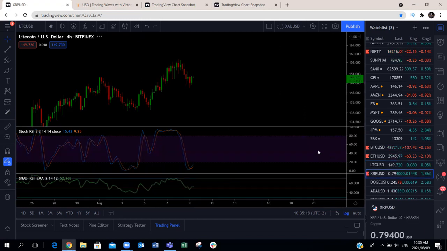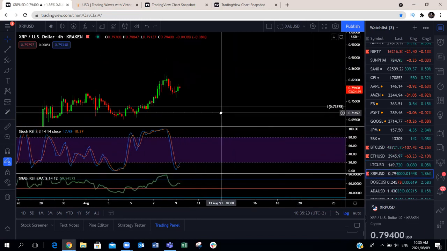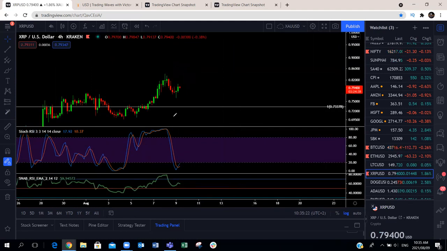XRP, already confirming upside here as far as the 4-hour is concerned. You can see the 4-hour candle has already closed above the flag, so we are going to see more upside. We've reset it. We're seeing more upside on XRP.